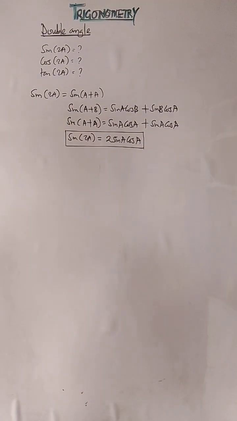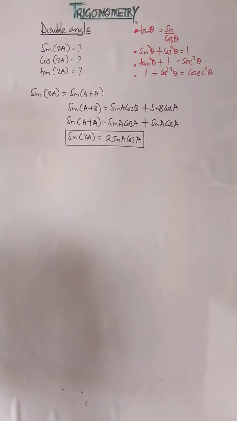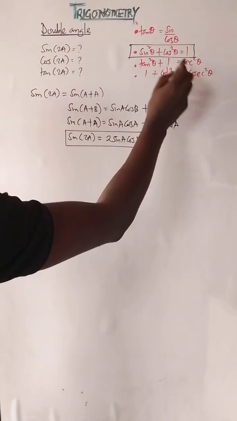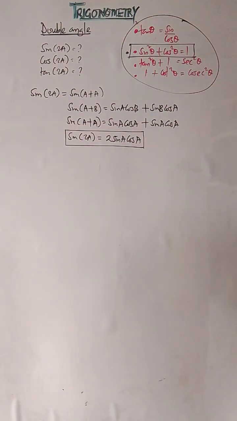Before we continue, recall the trig identities. Recall all these trig identities, especially this particular one. Very important. They are all important, but this one is most important.